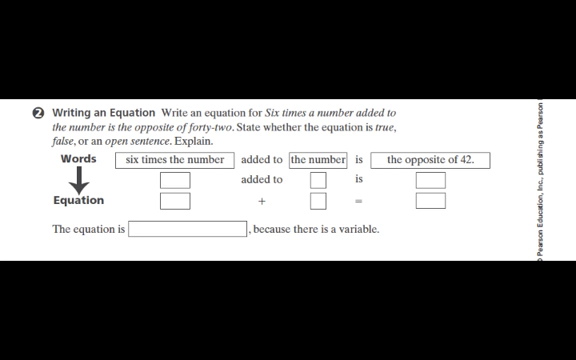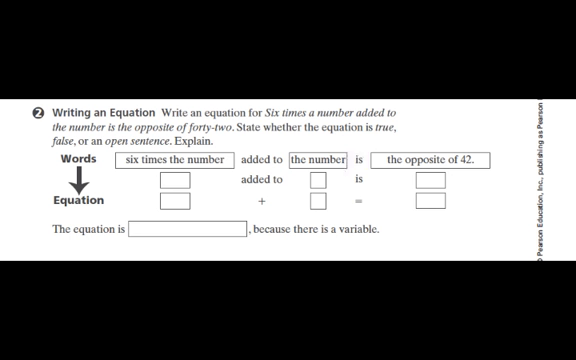So for this one, it says write an equation for 6 times a number added to the number is the opposite of 42. State whether the equation is true, false, or an open sentence. We start by writing basically a word equation. So that's what we have here in the boxes. 6 times the number added to the number is the opposite of 42.